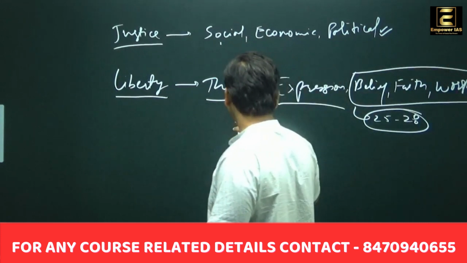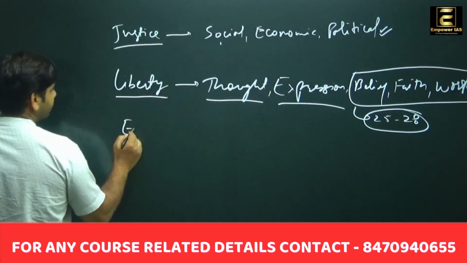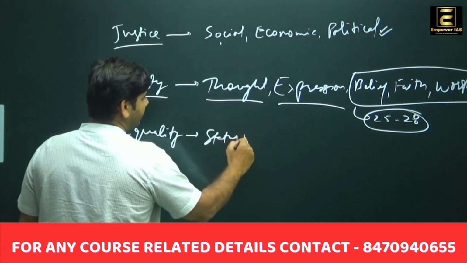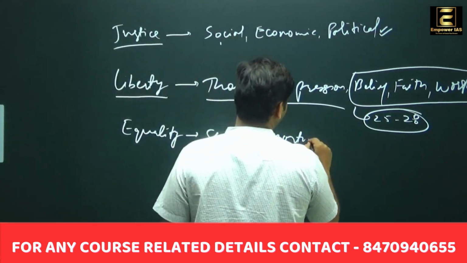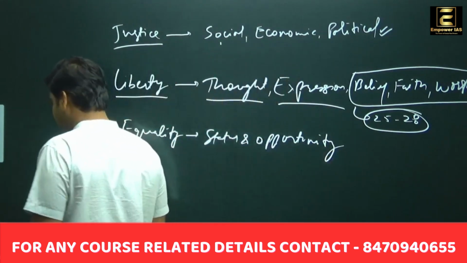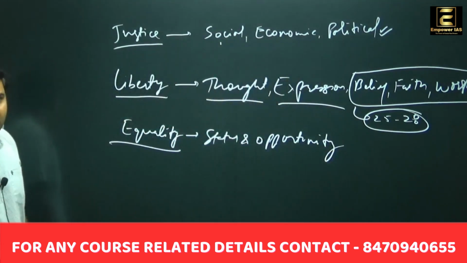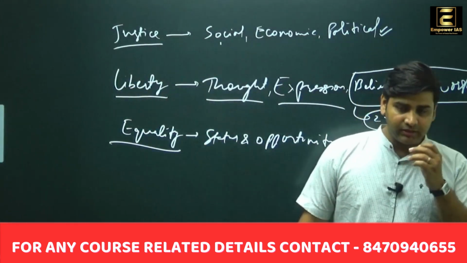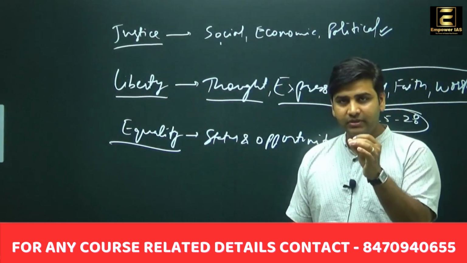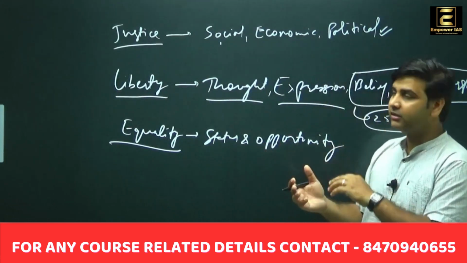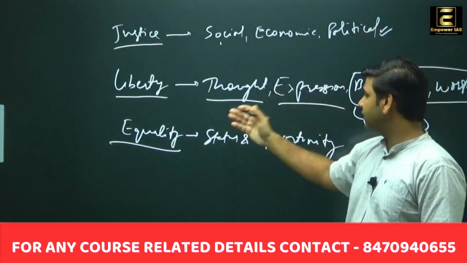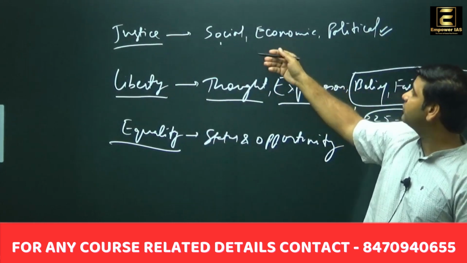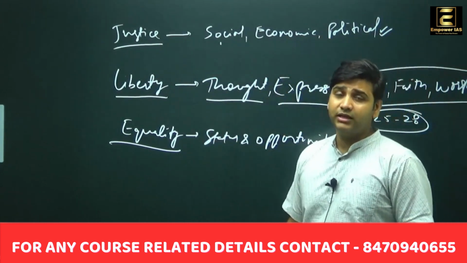The next important thing, equality of status and opportunity. Again, equality came in. Equality of status, the equality of outcome, social equality, political equality, economic equality. So all these concepts are intermingled. Justice, social, economic and political. Equality of status and opportunity also involves social equality, economic equality and political equality.